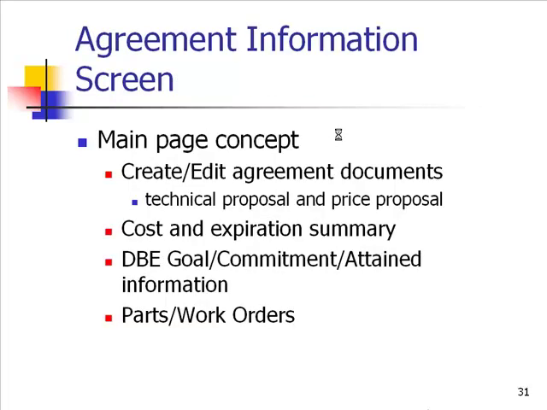Once you get to the agreement information screen, that will list all of your information for your agreement. And there's a new concept here of a main page for your agreements. You'll really go to your agreements to create or edit any agreement documents, such as your technical proposal and price proposals. You'll also see cost and expiration summary information. DBE goal, commitment, and attained information will also be listed on the agreement information screen. And there will also be a list of all parts and work orders.